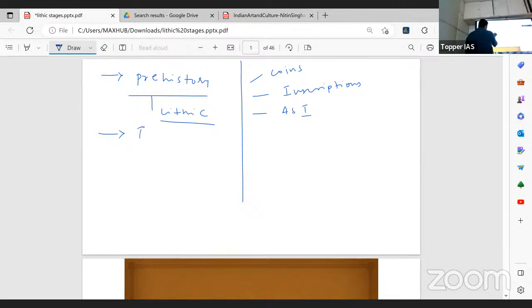ವಿಲ್ ಬಿ ಸ್ಟಡಿಂಗ್ ಅಬೌಟ್ ಇಂಡಸ್ ವ್ಯಾಲಿ ಸಿವಿಲೈಸೇಷನ್, ಅಥವಾ ಹರಪ್ಪ ಅಂಡ್ ಮೊಹೆಂಜೊದಾರೋ, ಆರ್ ಹರಪ್ಪನ್ ಸಿವಿಲೈಸೇಷನ್. Okay, or bronze age. So basically they were experts in making bronze artifacts. Bronze casting anta kuda karitivi.